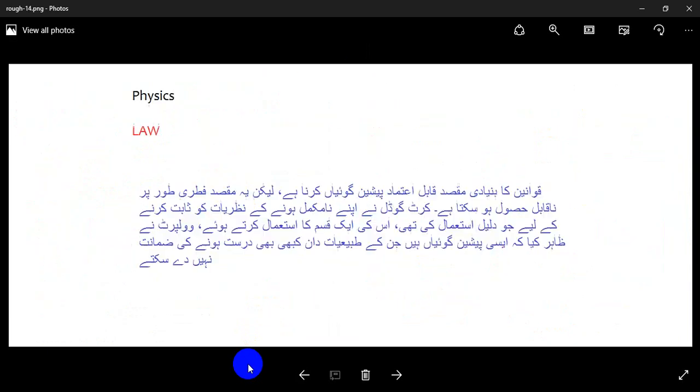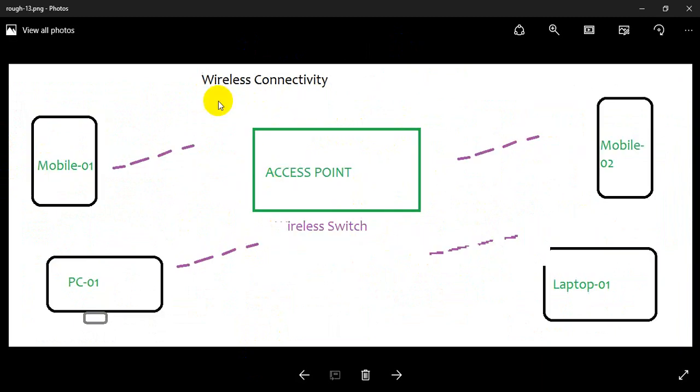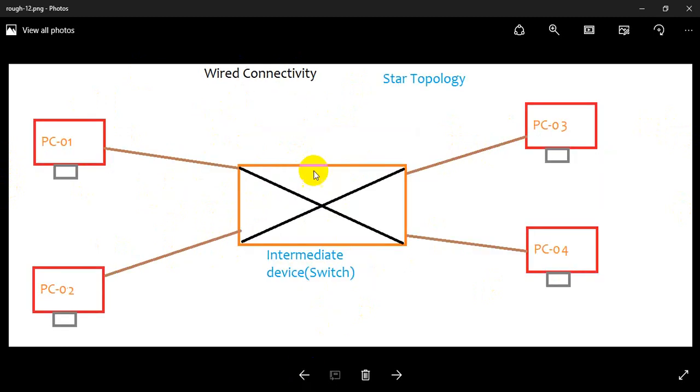I've already explained this here. Let me show you. Look at this. This is wired connectivity, and devices are connected through an intermediate device. But by which connectivity? Wired connectivity. Wire is used. But in this topology, you can see that end devices, mobile, PC, laptop, mobile, are connected through an intermediate device, which is also known as a wireless switch or AP or access point. So this is wireless connectivity. So I have shown you practically that connectivity can occur in two ways, wired or wireless.